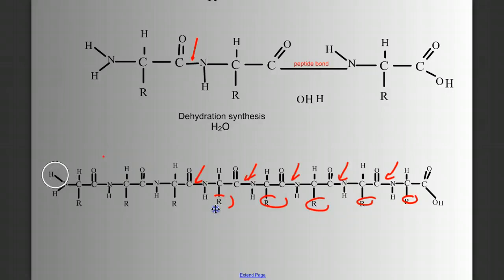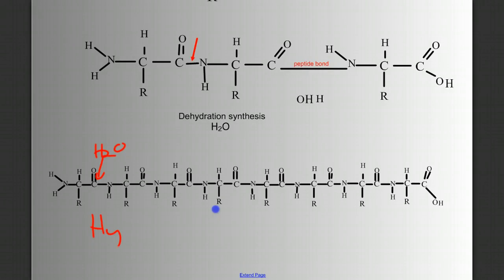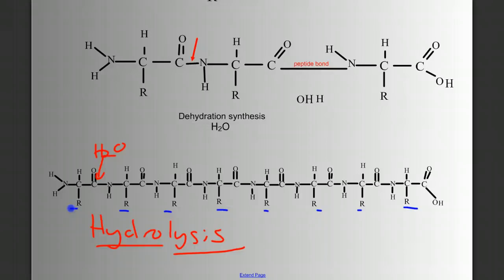Now, the question is, how would you take this apart? If we built it by dehydration synthesis, pulling out water to build a bond, we would then digest it or take it apart by adding water back and breaking that bond with a process of hydrolysis. Hydro, water, lysis, meaning to cut. And in this case, how many water molecules would we have to add back in? Well, one for every peptide bond. So if I have 1, 2, 3, 4, 5, 6, 7, 8 amino acids together, it would require 7 water molecules to break those 7 peptide bonds between them.